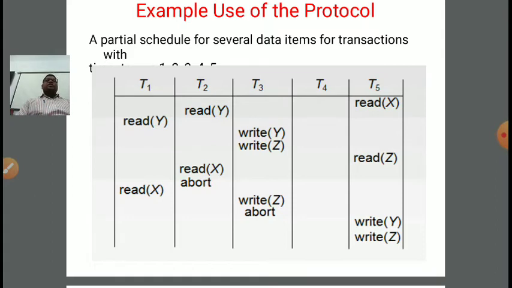In T5 it is first doing a read operation on data item X, after that a read operation on data item Z, and at the end it is performing 2 write operations, first a write operation on data item Y and then a write operation on data item Z.